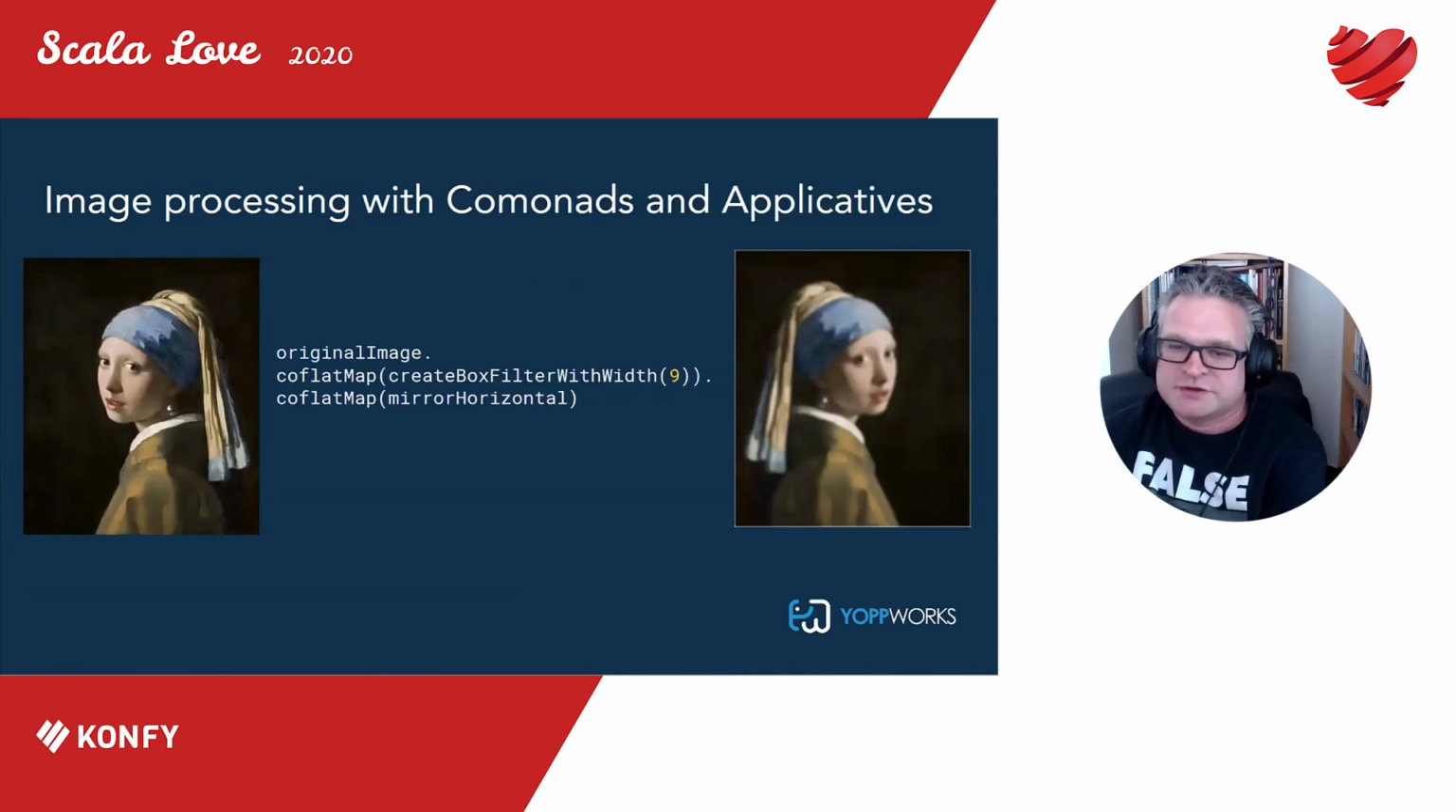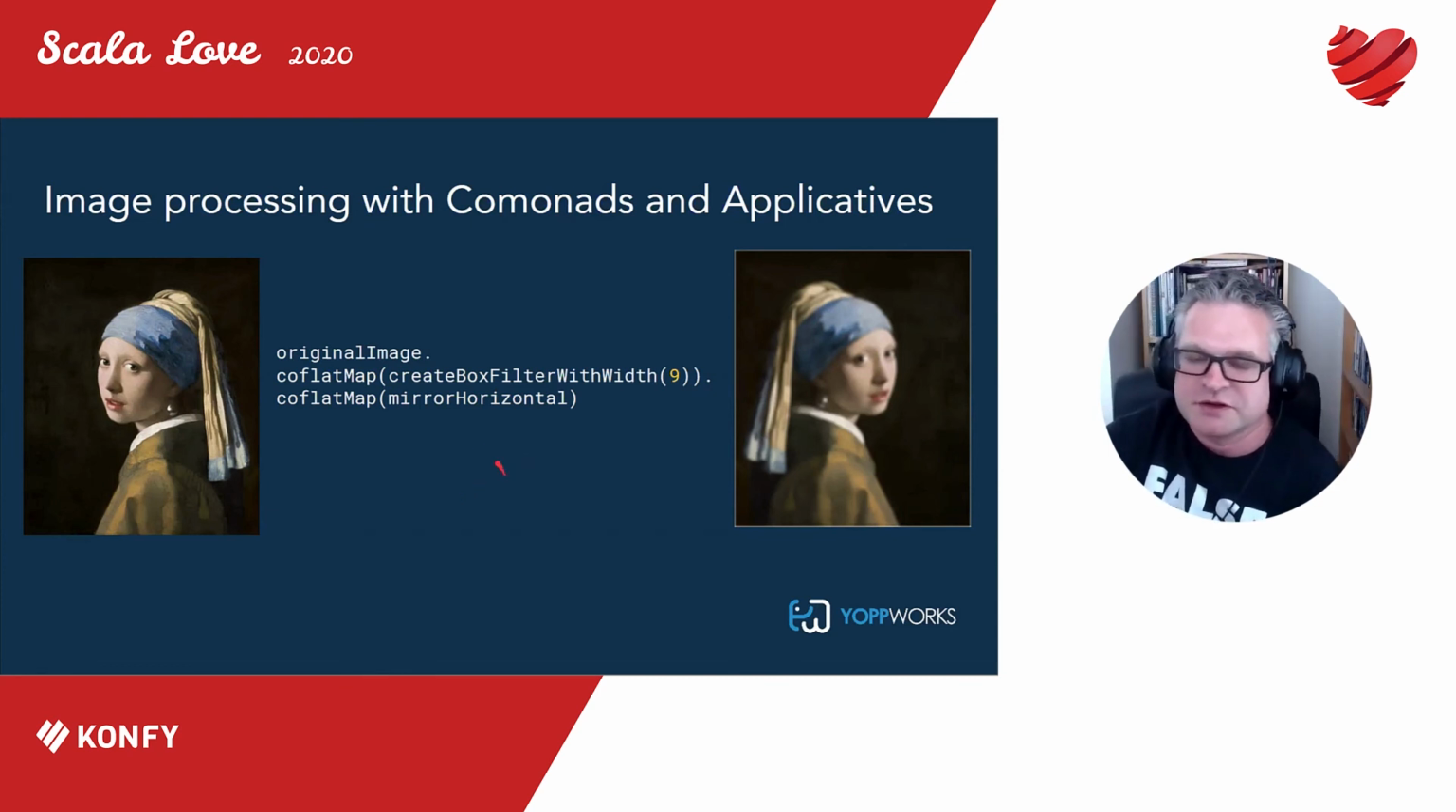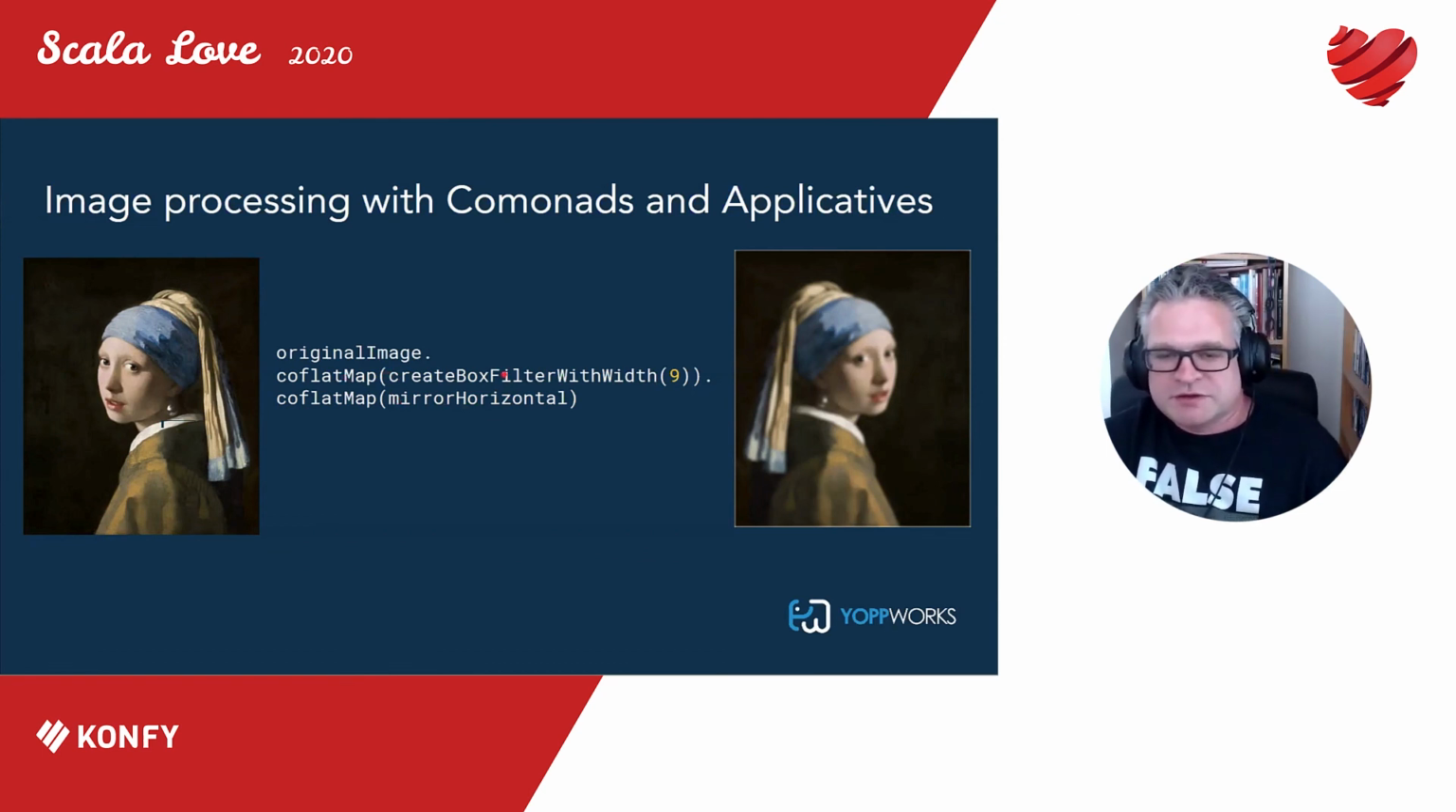Last year I did a talk on comonads, right? Comonads let you map over something, and they give you the ability to look at the thing from a wider perspective each time you apply the function. That's a very short explanation for something that I did a 30-minute talk on. But all we need to know for the purposes of this talk is that we can do image processing with comonads. Here we take an image, I'm going to apply a filter to it, and then I'm going to flip it horizontally. You can do both of those things with simple pure functions and the coflatMap operation.